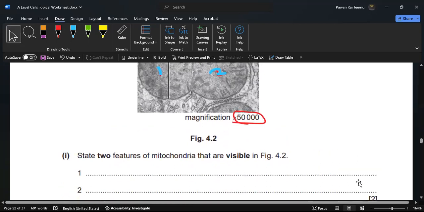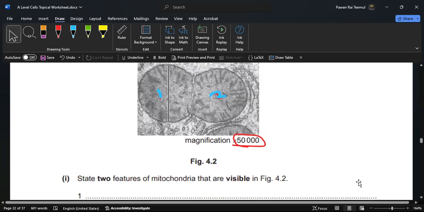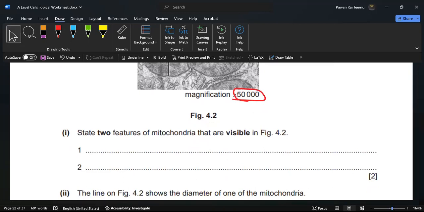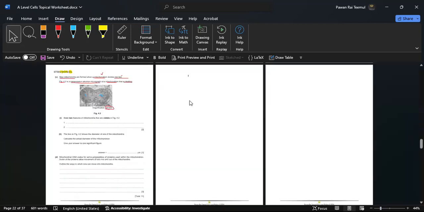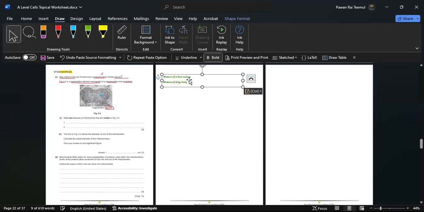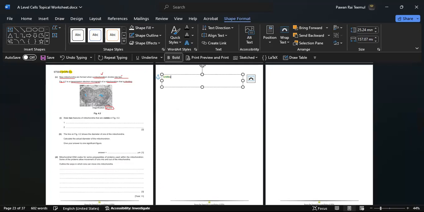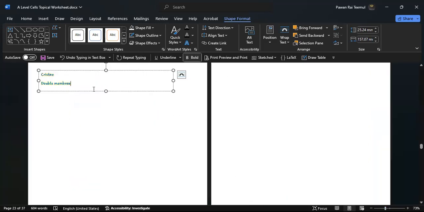How do we do that? State two features of mitochondria that are visible in the figure. Well, it's very clear. It's called the cristae and it's called the double membrane. That's it. So I'm going to write cristae, and then a double membrane.